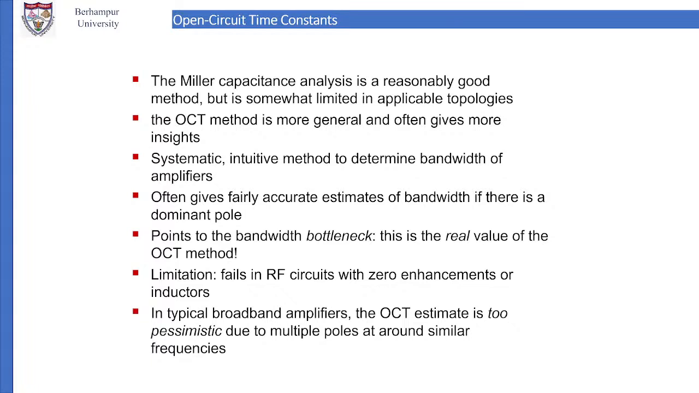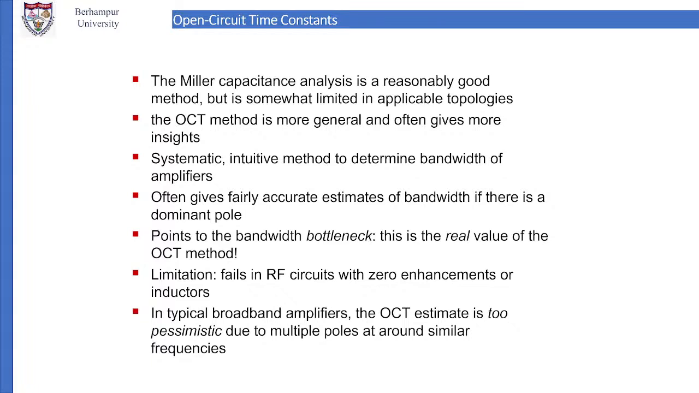Limitations: it fails in RF circuits with zero enhancement or inductors. If you have inductors, the time constant is not 1 by RC, so you cannot find the time constant and it fails there. Similarly, with zero enhancement, it fails. In a typical broadband amplifier, the estimate due to the OCT will be too pessimistic, a negative estimation typically in broadband. This is because of multiple poles at around a similar frequency, the same frequency where you have multiple poles.